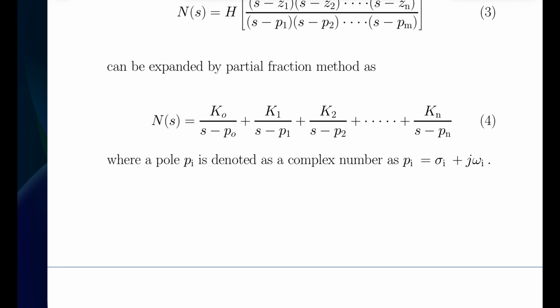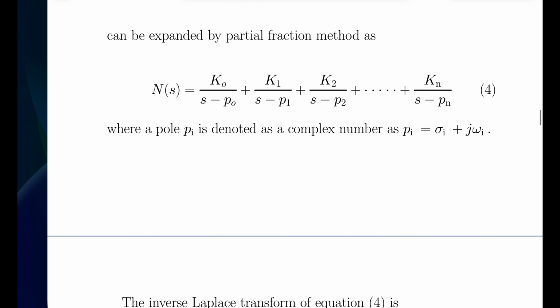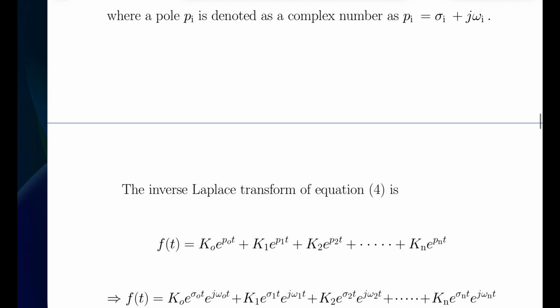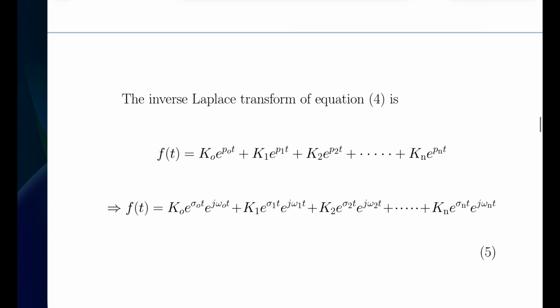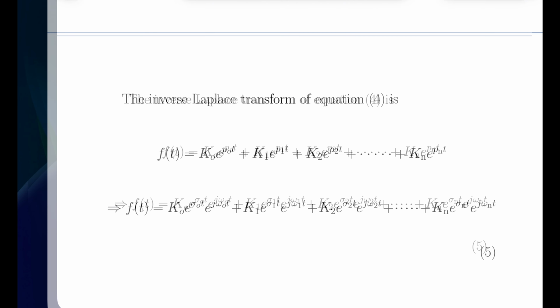pole pi is denoted as a complex number as pi equal to sigma i plus j omega i. The inverse Laplace transform of equation 4 is given by this expression. f(t) is equal to k0 exponential p0 t plus k1 exponential p1 t plus k2 exponential p2 t plus dot dot dot kn exponential pn t.